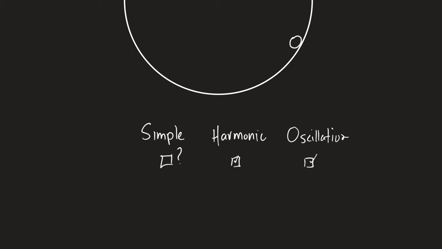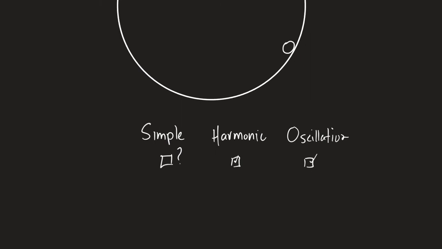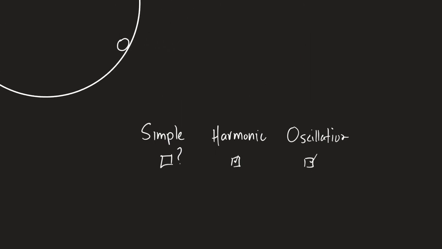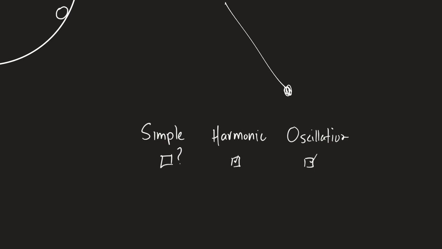Now, one way to test that would be to get a motion sensor out and record its motion and see if it would be sinusoidal. But the other thing is, if you remove the bowl, let's put that to the side for just a minute. How different is it from an object hanging on a string? It'd be identical, wouldn't it?